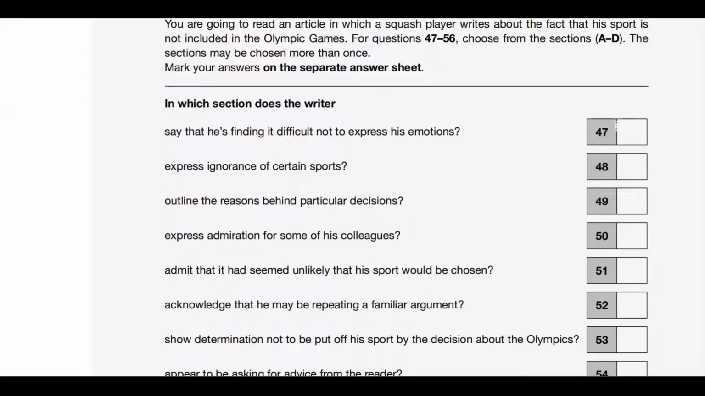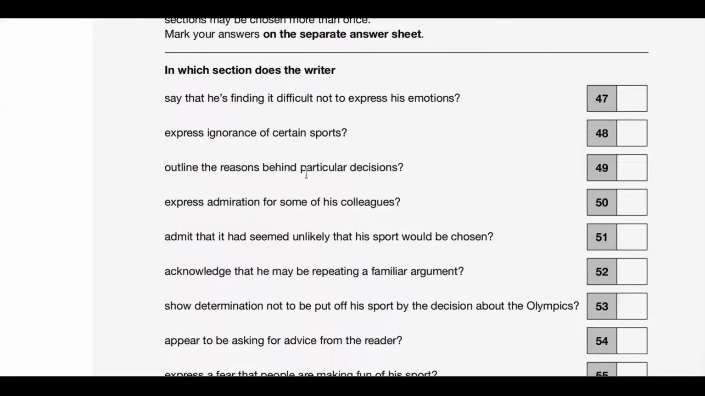So, for example, here in 47, we're looking at the fact that the writer finds it not difficult to express emotions. So not having a problem expressing his emotions, positively or negatively. That's going to be important for the answer for 47. Is that A, B, C, or D? 48, ignorance of certain sports. So this writer does not know about particular sports. He doesn't know about cricket. He doesn't know about rugby or tennis. And he expresses this ignorance, that he does not know.